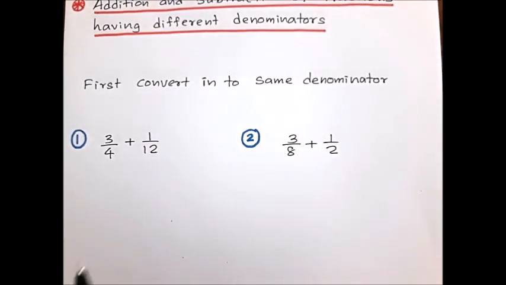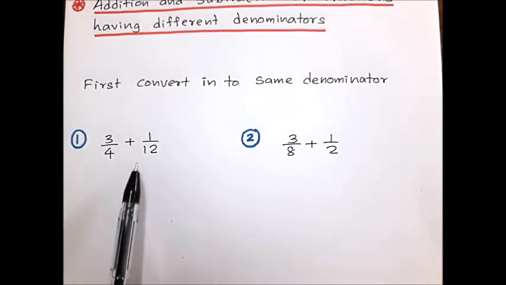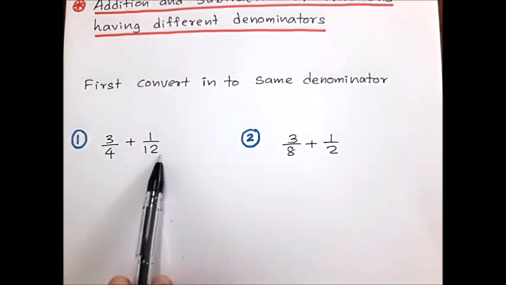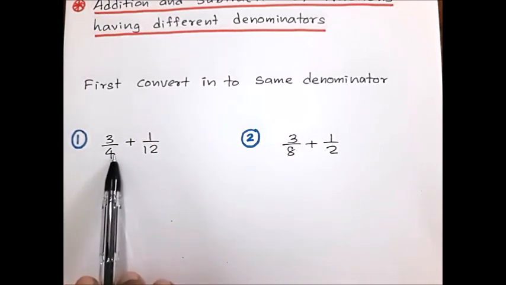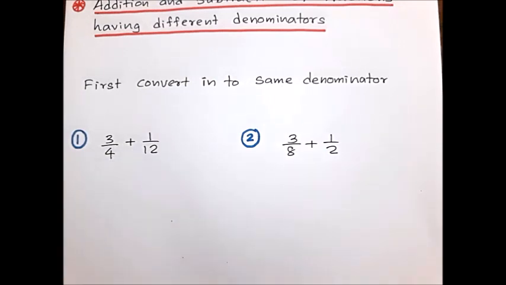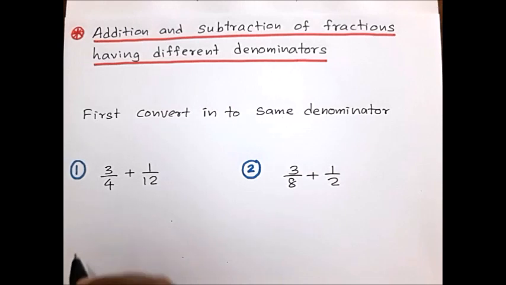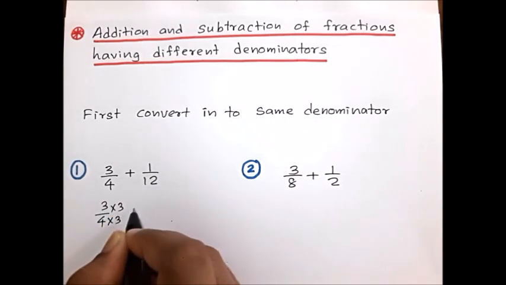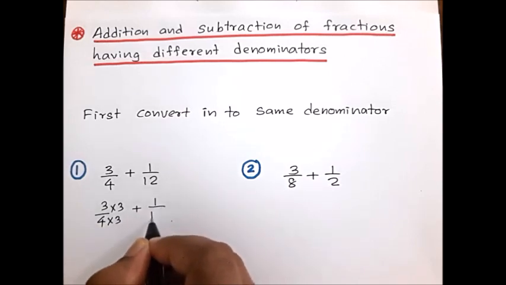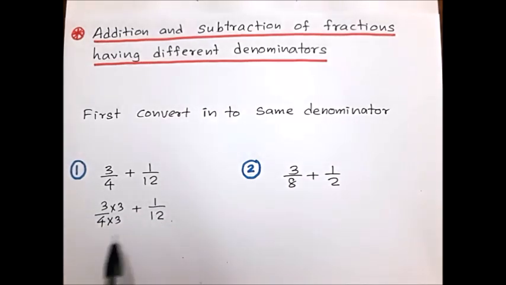Now you have to write equivalent fractions to convert these two into a same denominator. Here denominator is 12. You can convert this denominator into 12 by multiplying this one by 3. So multiply both numerator and denominator by 3. 3 over 4, multiply both numerator and denominator by 3. Keep 1 over 12 remains. 3 multiplied by 3, it is 9. 4 multiplied by 3, 12.